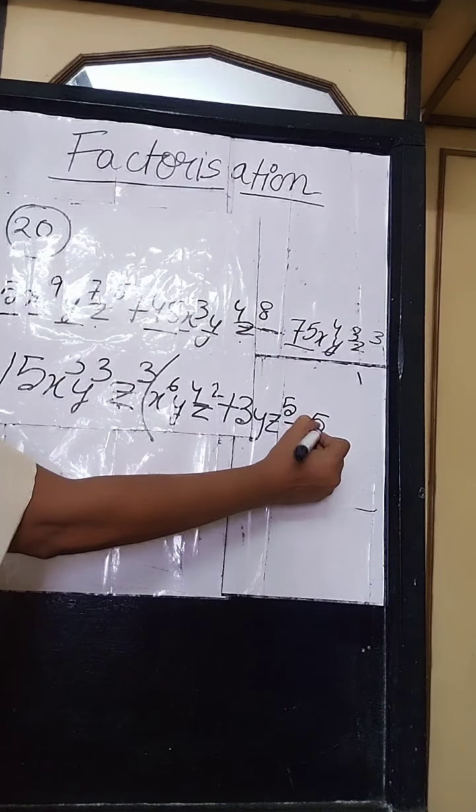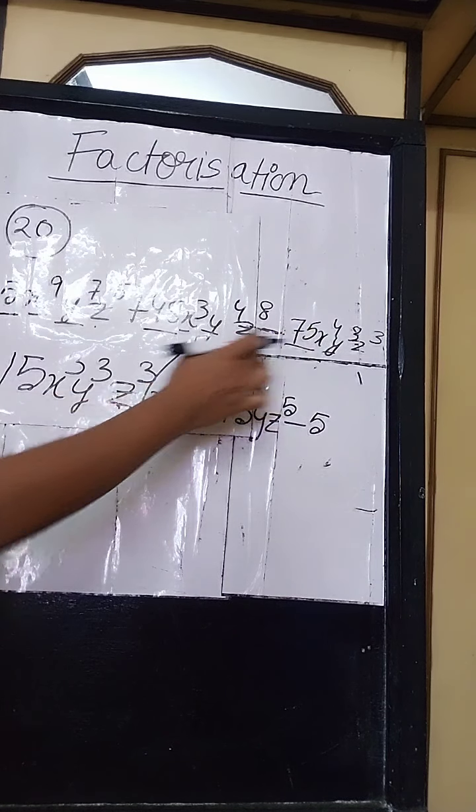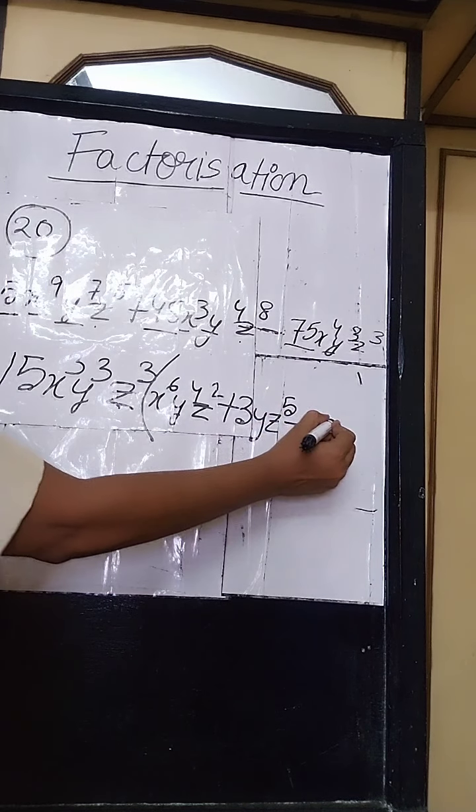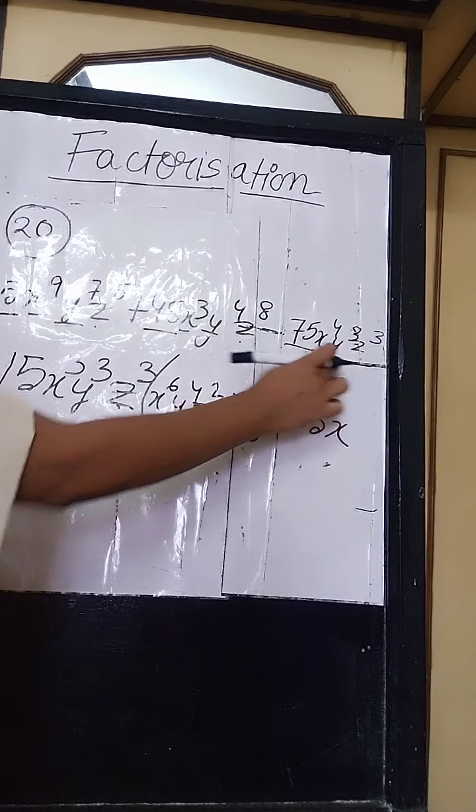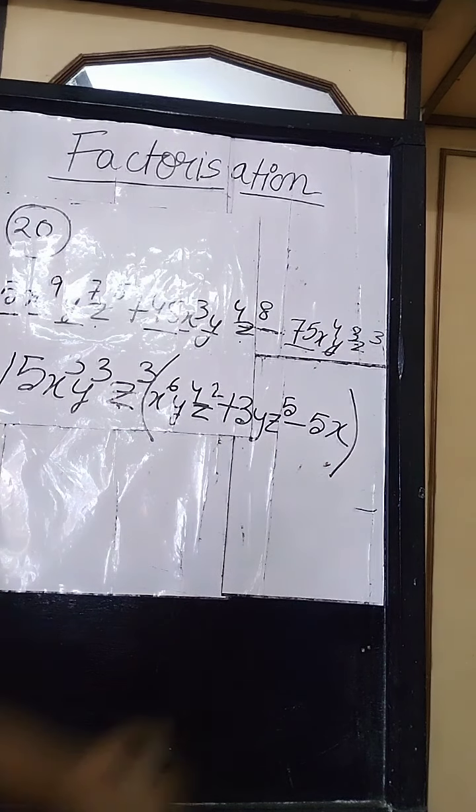So 15 fives are 75, next x to the power 4 minus x cube is x. Y cube minus y cube is 0 and z cube minus z cube is 0. That's why not taking those. So this is the answer of sum number 20.